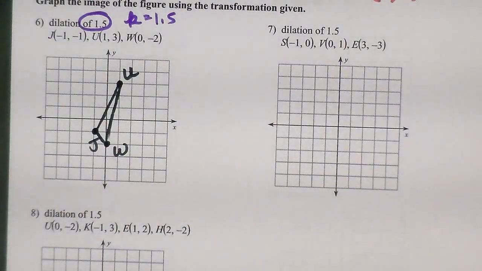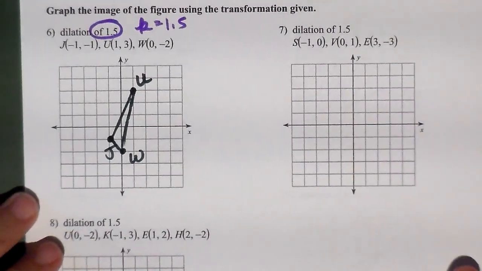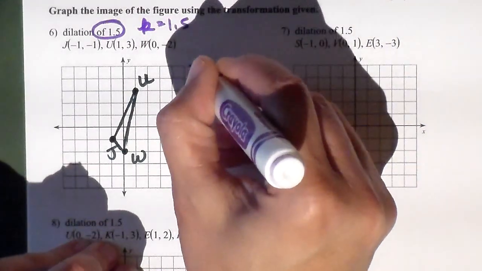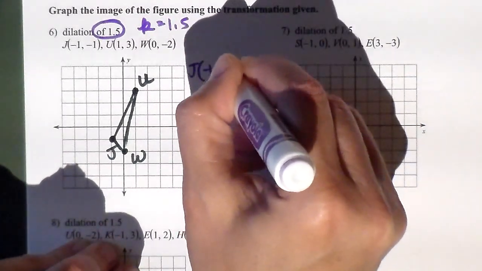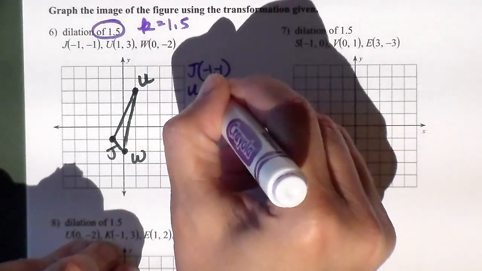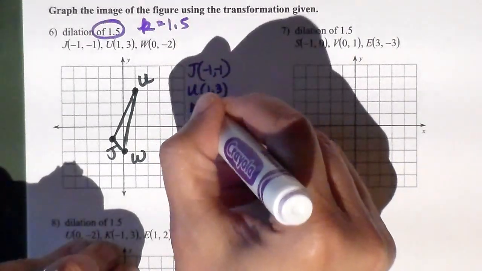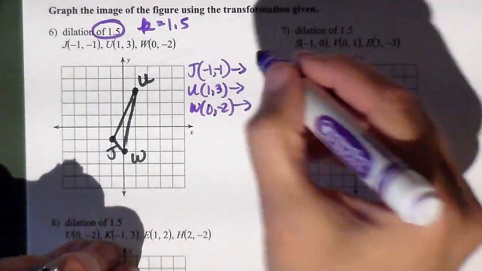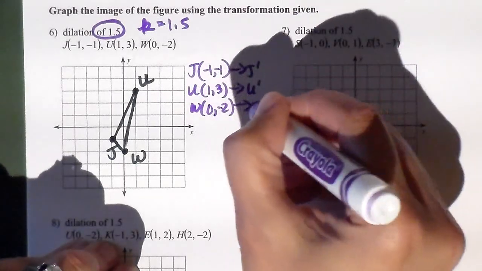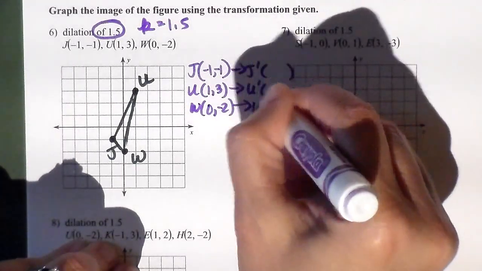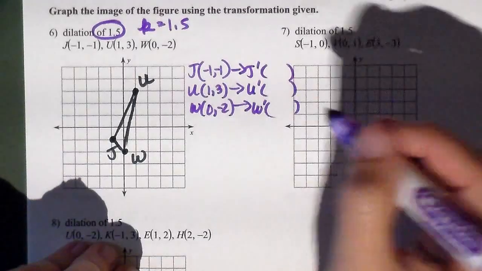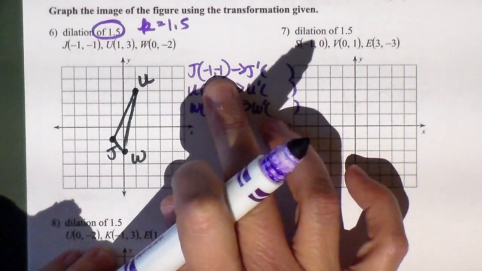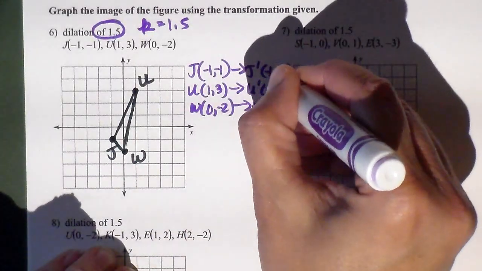So that's basically meaning we're going to make this 1.5 times the other one. Let me straighten that up because I'm OCD. So let's start off to the side here. The original J is at -1, -1. The original U is at 1, 3. The original W is at 0, -2. So what I'm going to do here is dilate these to J prime, U prime, W prime. Okay? So I'm going to take 1.5 and multiply it by everything. So -1 times 1.5 is -1.5.